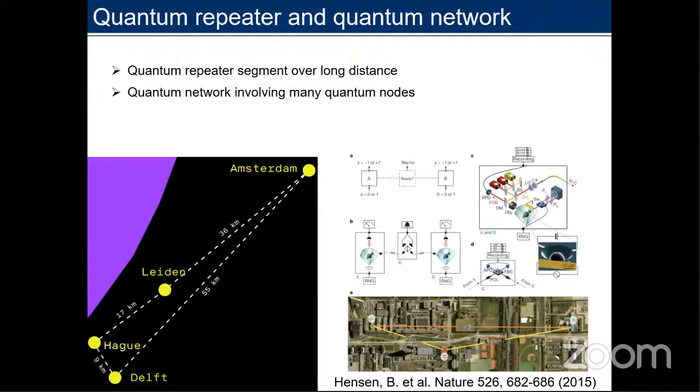Together with the development of single node performance and capabilities, it is also very important to construct small-scale networks to test the basic functionalities of quantum repeaters and networks. The main trend in this direction is to increase the number of nodes and to extend node separations. So far, most experiments are limited to 2 nodes. The maximum separation distance between 2 nodes is merely 1.3 kilometers, which was achieved by the group of Ronald Hanson in Delft with NV centers in 2015.